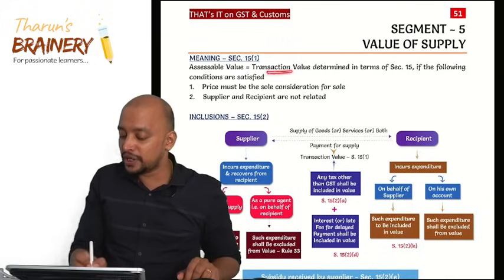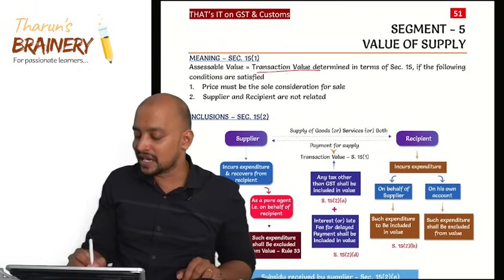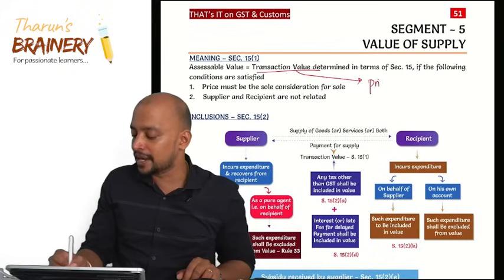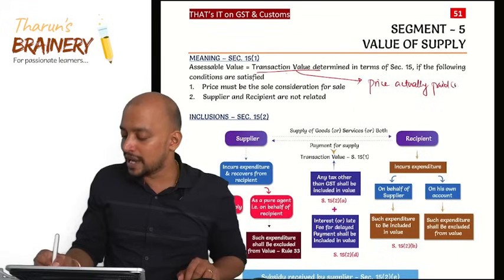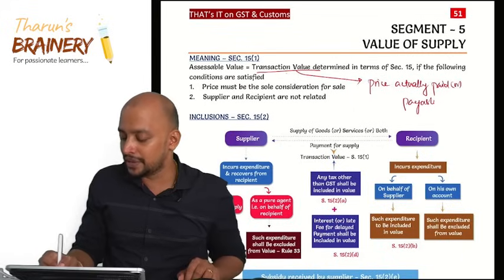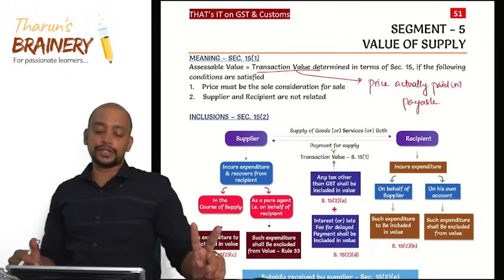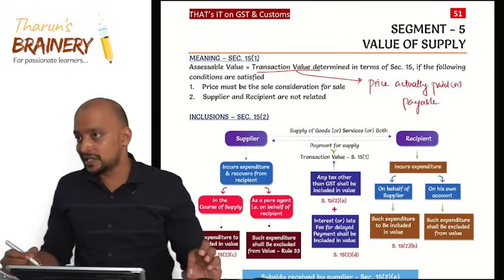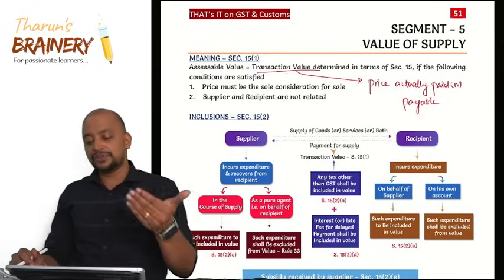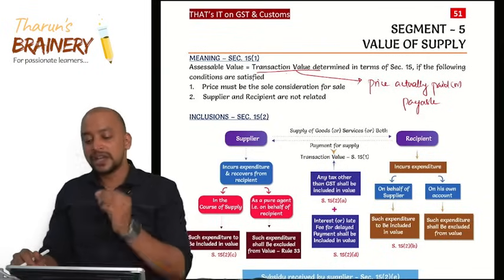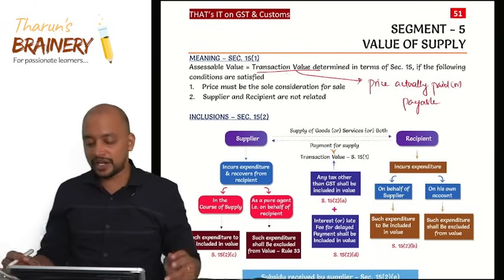What is this transaction value basically? Transaction value is nothing but the price involved in the transaction, that is, price actually paid or payable. So, assessable value equals transaction value if two conditions are satisfied. What are the two conditions? Price must be the sole consideration, and supplier and recipient are not related, and then transaction value will be taken as the value for payment of GST. What is transaction value? Nothing but the price involved in the transaction, which is price actually paid or payable.